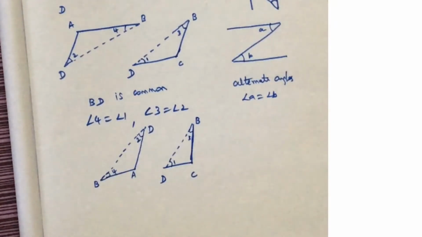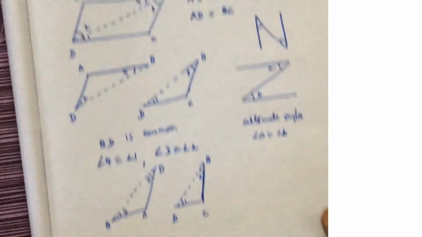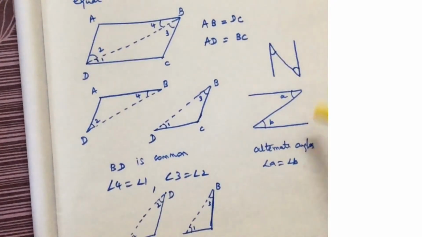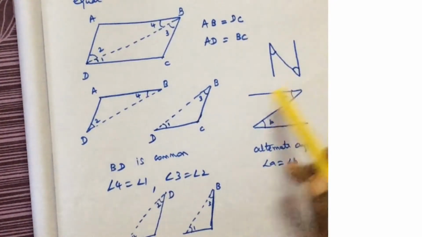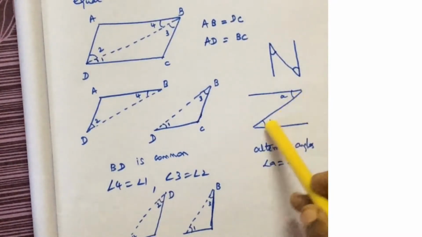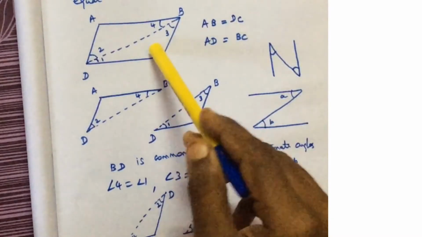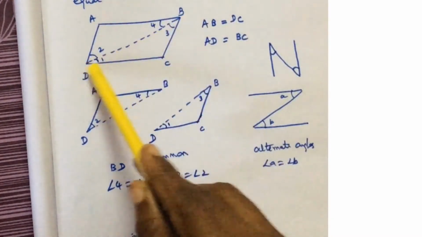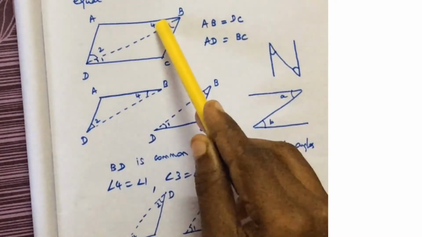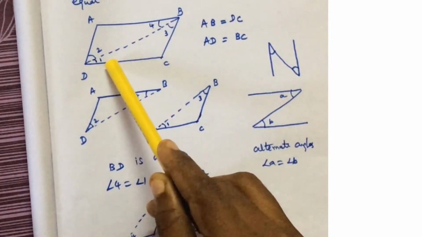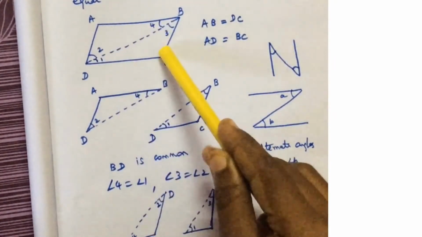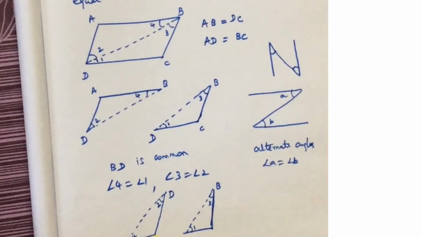Now you can see here, you know what is called alternate angles. What is alternate angle is, if there is a Z like this, then A and B are alternate angles. Similarly, if you see from here, you can see a Z here. From this, angle 4 is equal to angle 1, angle 2 is equal to angle 3. That I have written here. Angle 4 is equal to angle 1, angle 3 is equal to angle 2.